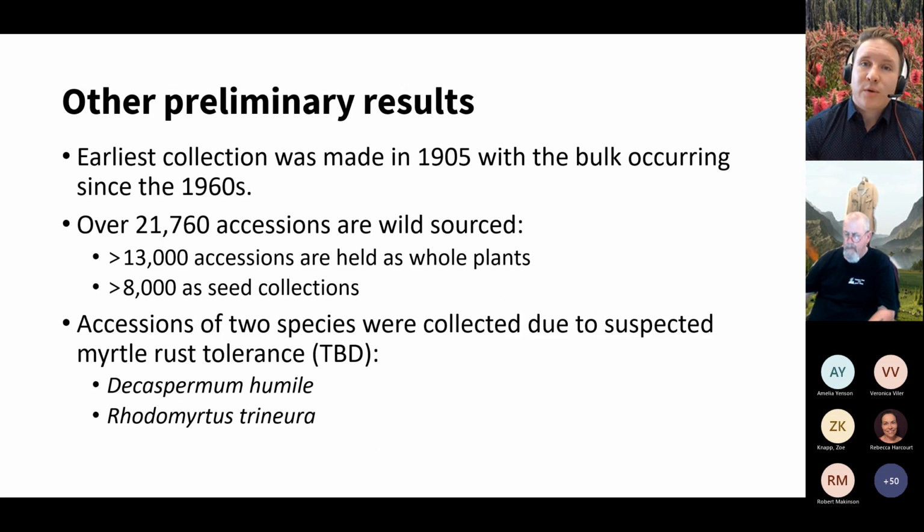Before I finish up, I just wanted to quickly touch on a few other preliminary results. Interestingly, the earliest Myrtaceae collection from our respondents was made in 1905, which is pretty amazing. We discovered that over 13,000 accessions are held as living plant collections, and we have over 8,000 accessions in seed collections. It was also reported as part of the survey that accessions for two species were collected as they're suspected to have some form of myrtle rust resistance, though this is yet to be confirmed by further study.